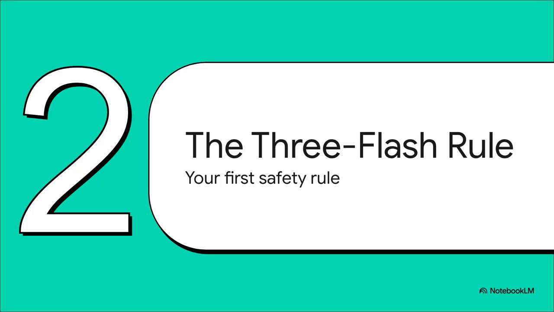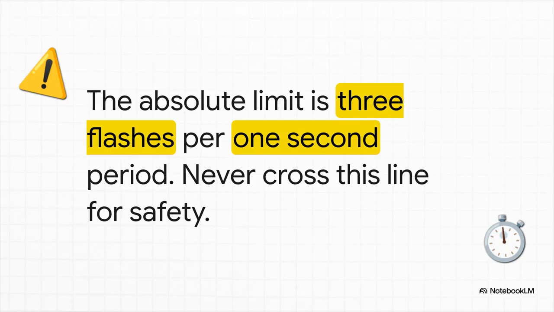Okay, so we know how critical this is. What can we actually do about it? Well, the first line of defense is a really simple safety check. It's called the 3-flash rule. So, what's the magic number? The single most important thing to take away from all of this? It's 3. Just the number 3. That's 3 flashes per second. That is the absolute limit you do not want to cross if you want your content to be safe.